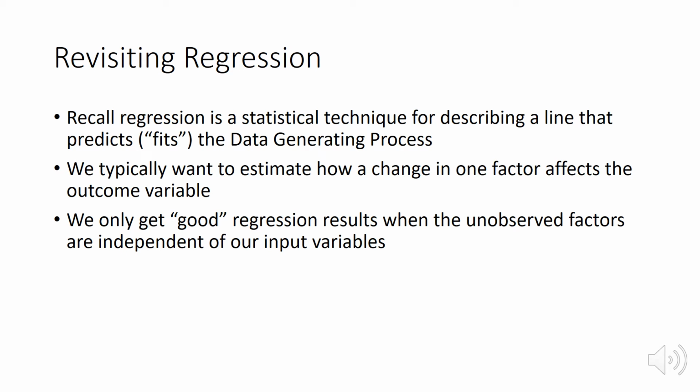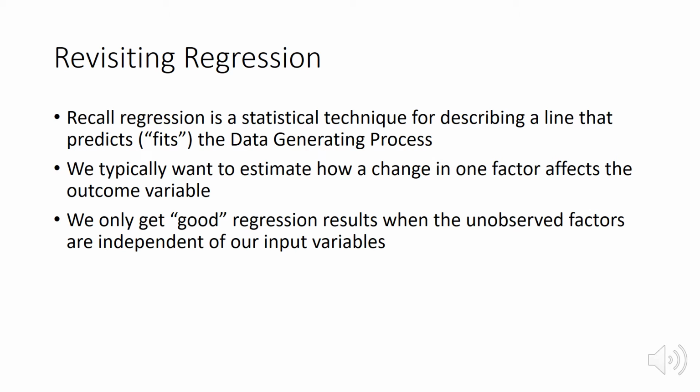Just to revisit what a regression is, it's a statistical technique for describing a line that fits the data generating process. Linear regression gets you the line of best fit, which helps us to predict outcomes. So previously, we saw the example of predicting the outcome of test scores based on class size. And in predicting these outcomes, the deeper question that we're concerned with is how a change in one factor affects a change in another. So let's go back to that example. If your student-to-teacher ratio changes, if you add 1 student to your class, how is that going to impact student outcomes?